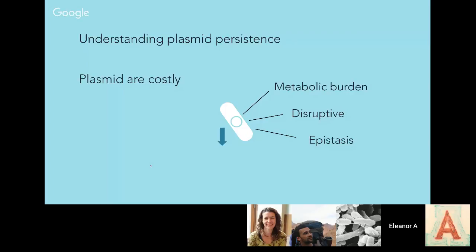But I think what a lot of people are finding now is that the sources of these costs can be a lot more subtle. For instance, through disruption to cellular regulatory networks, or direct epistatic interactions between genes carried on the chromosome and genes carried on the plasmid, perhaps even just a single gene.